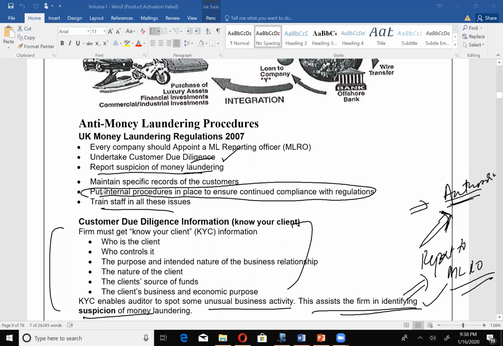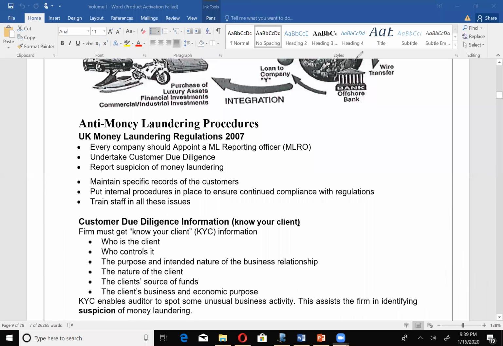For internal procedures, one thing is to train all the staff on what money laundering is, and what the indicators and symptoms are if money laundering is present. And if you find such a situation, what you have to do and to whom you have to report. The auditor will also report to the MLRO and follow internal procedure as well, if the organization defines that.